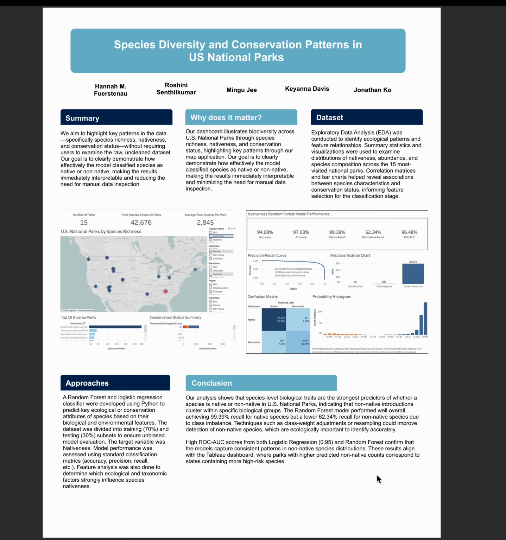Biodiversity protects ecosystem health. National parks rely on this data to plan conservation efforts, manage invasive species, and allocate resources. Our project makes this information accessible and visual.